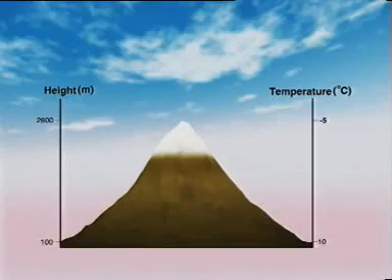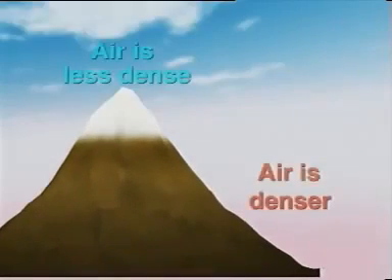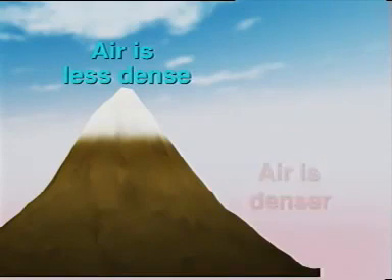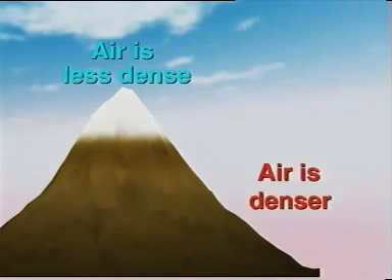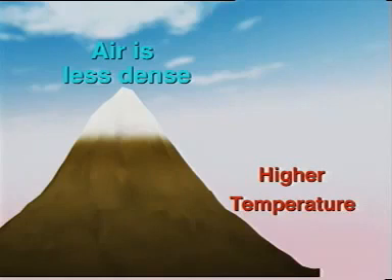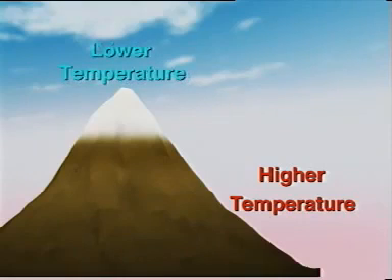The third factor influencing climate is altitude. Air is denser at lower altitudes. This air easily absorbs heat from the surface of the Earth, resulting in higher temperatures. On the other hand, at higher altitudes, because air is less dense, its heat-absorbing power is weaker. This means lower temperatures.